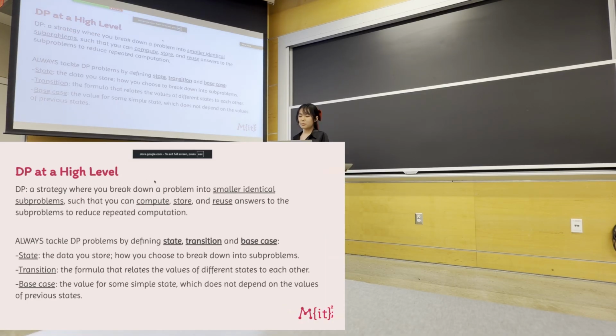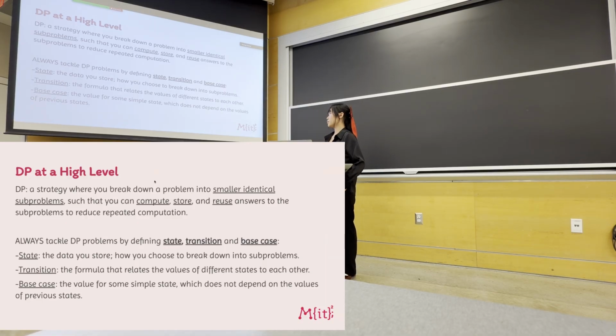Okay. So DP at a high level, because we didn't really talk about what DP is until now. DP is basically a strategy where you break down a problem into smaller subproblems that are identical so that we can compute, store, and reuse answers to reduce repeated computation. So basically, for every DP problem, we have 3 things that we need, which is the state, the transition, and the base case. So the state is the data that you store, so what you choose to define, how you break out the problems. Transition is how you get from one state to the next. And our base case is just the value of a simple state, which does not depend on any other state, which for the one we did, we note that we separated the base case from the other ones.